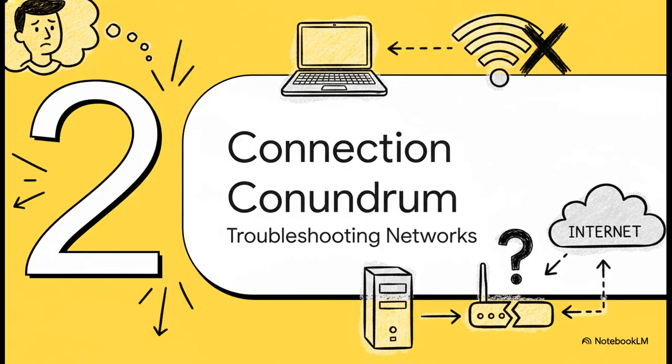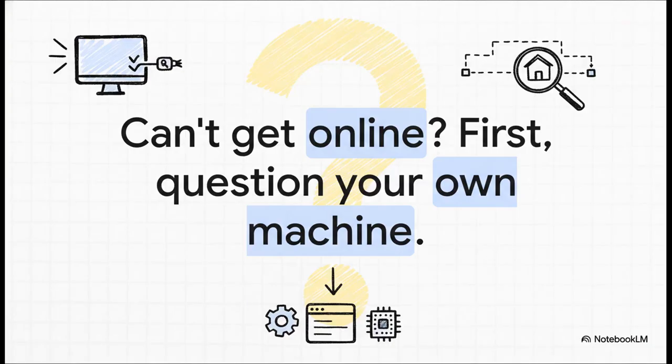All right, let's file that case away and move on to our next mystery, the connection conundrum. You try to get online, but nothing. It's just gone. Is it your computer? Is it your router? Is the whole internet down? Let's figure it out. Now, the first rule of network troubleshooting is simple: start local. Before you spend an hour on the phone with your internet provider, you need to make sure your own house is in order.